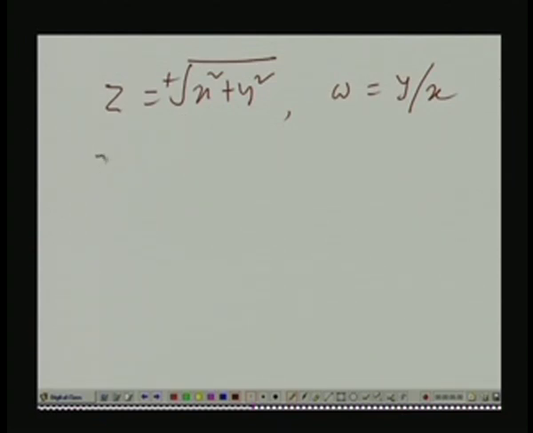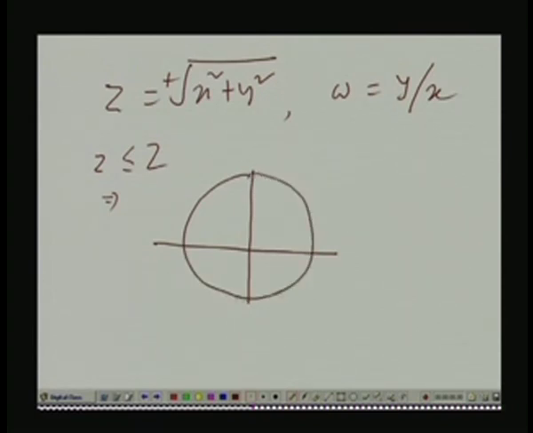Here, if small z is less than or equal to some capital Z, this amounts to a circle of radius capital Z. So, the whole area inside the circle corresponds to Z remaining less than or equal to capital Z. That is very obvious. But how about this? This means y is equal to Wx. For our example, suppose W is positive, because W can be positive or negative. We just draw a straight line, y equal to capital Wx.